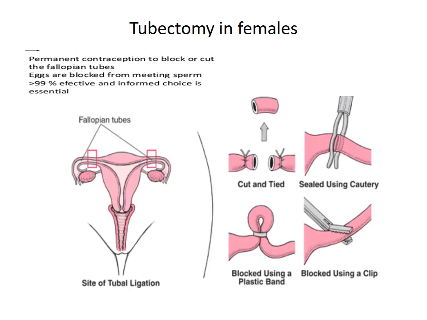Tubectomy in females is permanent contraception to block or cut the fallopian tubes. If the fallopian tube is cut, then the egg will never meet the sperm. It is 99% effective, and it is an informed choice. This is the area showing the fallopian tubes, where it is taken out, and either clipped, or you put a plastic band, or you cut it and cauterize it, or you can use a clip.